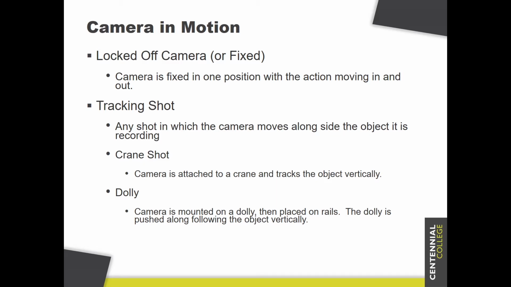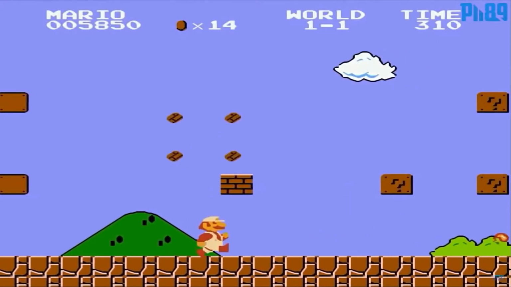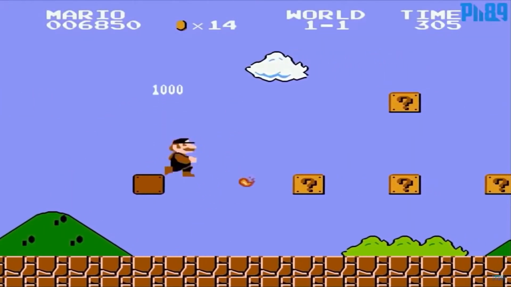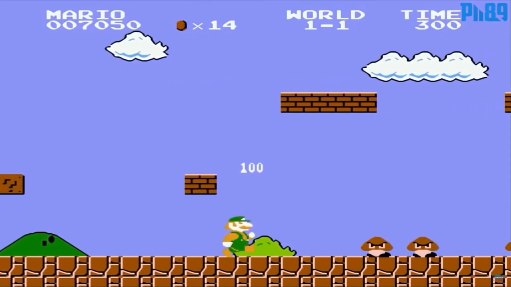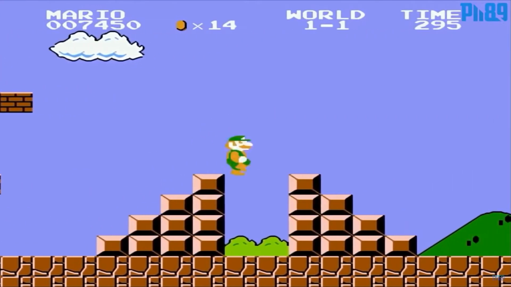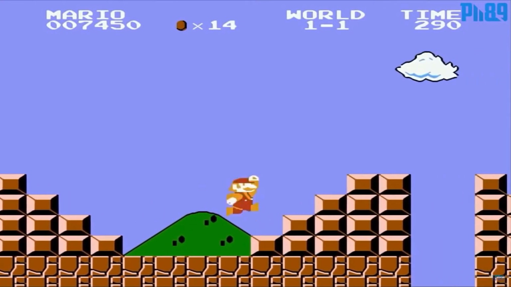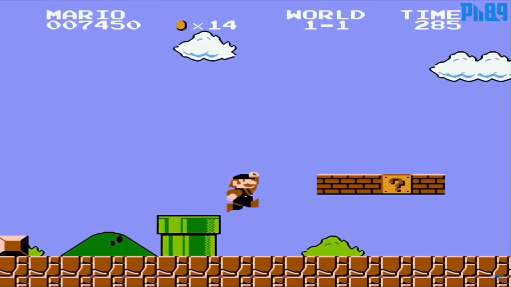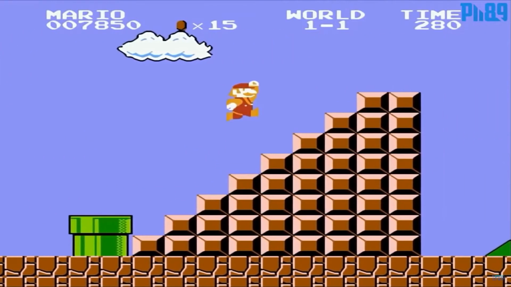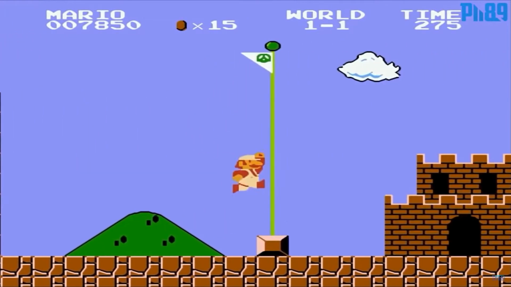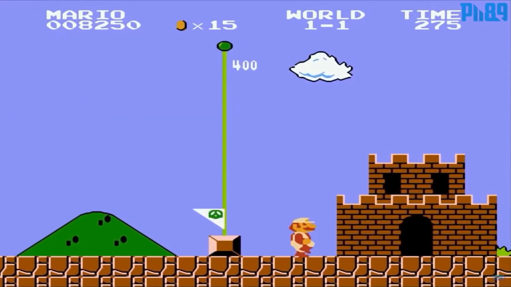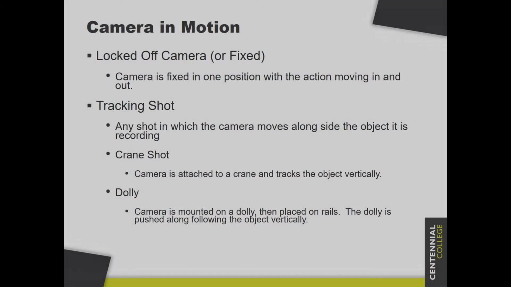And again, we see this in a lot of different 2D games, especially 2D side-scrollers. We see a tracking shot. So things like Mario, where Mario is moving along, or any 2D side-scroller that you can think of, really, for the most part, is a tracking shot, right? It's moving along in one plane. It is tracking both up vertically and horizontally with the character in most cases.